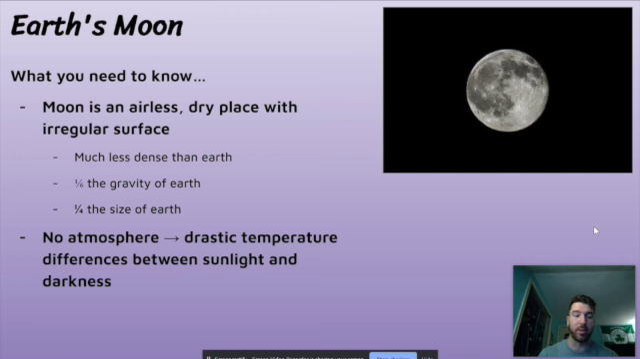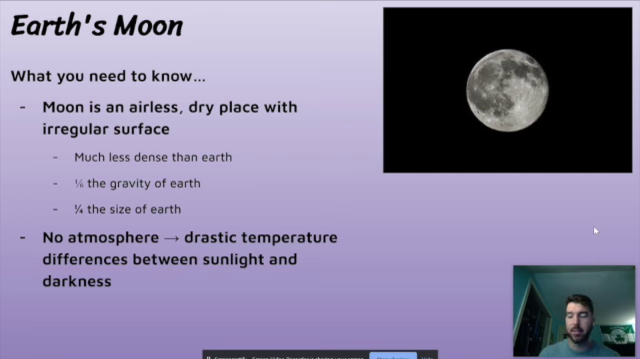Very important here: the Earth's moon has no atmosphere. The Earth does have an atmosphere, obviously. It enables us to live. And one of the things that is so important about Earth's atmosphere is it traps in radiation from the sun, making it so that when the sun goes down, we don't freeze to death.